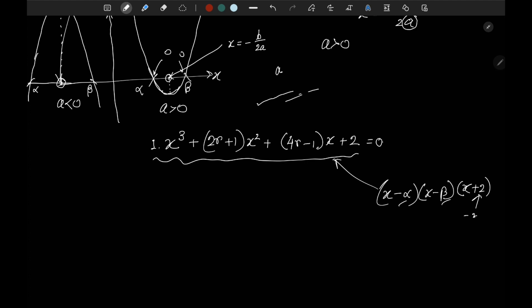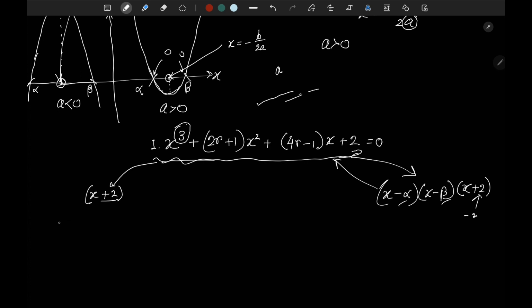Why 3 roots? Because the maximum power of x is 3 here. Minus 2 is already a root they have mentioned. So we will try to express this part in the form of this one. Okay, so let's try to take out the x plus 2 factor if possible.